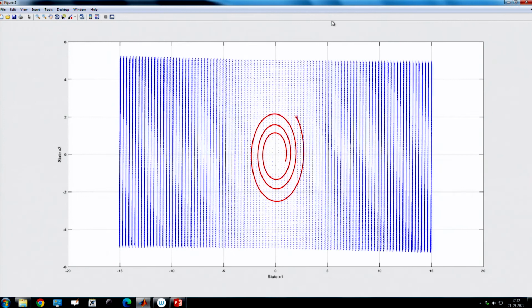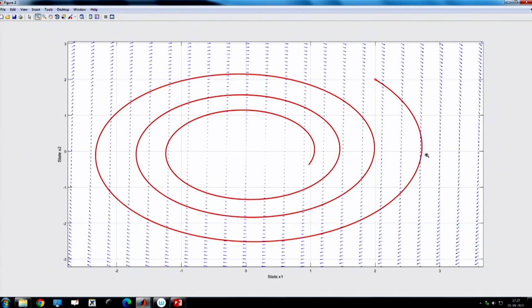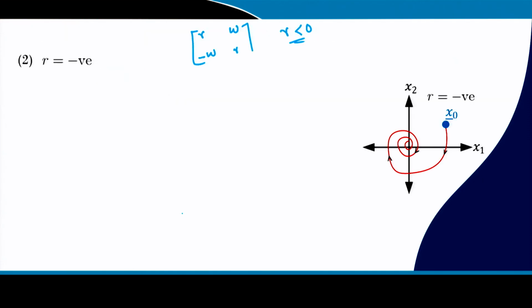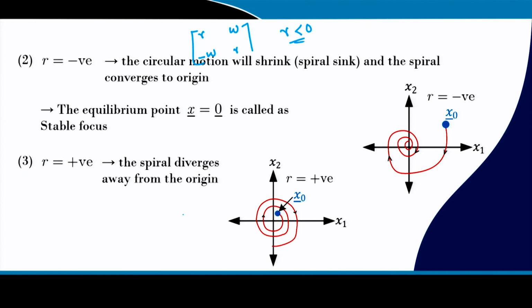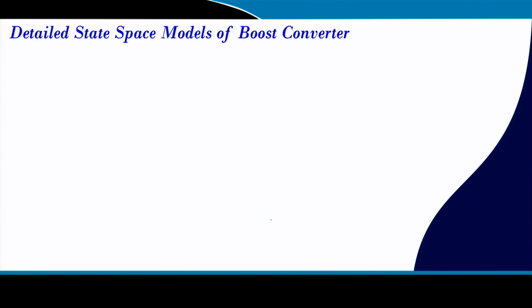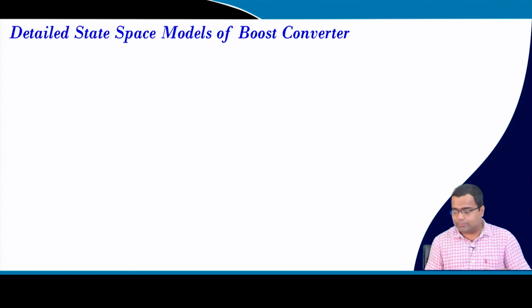This is a stable focus. So it is decaying, and our concept, whatever we learned, is perfect. There is no doubt. Now we can think of this as spiral in, spiral out, and if r is positive then it will go out.